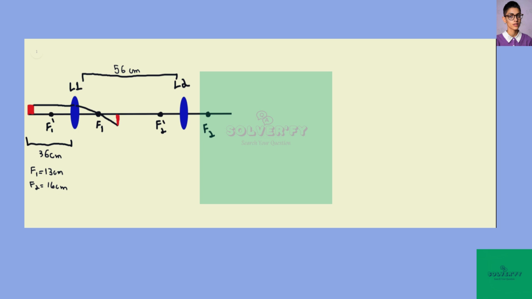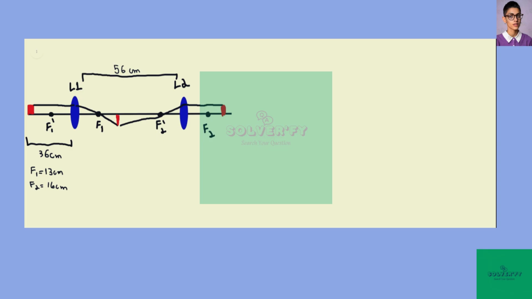So for the second lens, the light will pass through the focal point. It should be a straight line, so let's try to do it again. The light passes through the focal point, and because it passes through the focal point, it will become parallel again. So it will go like this. And then here will be the image of the candlestick after passing through the second lens.